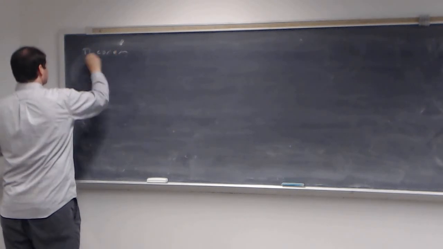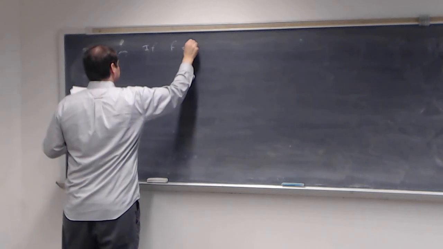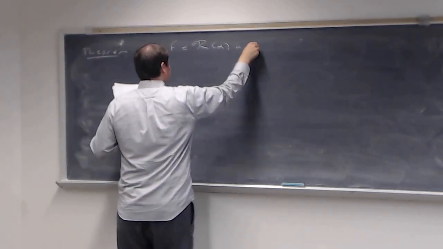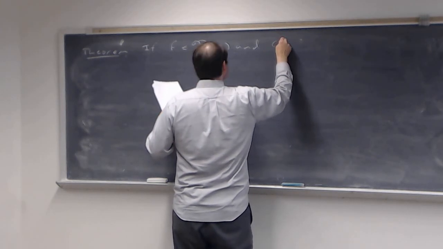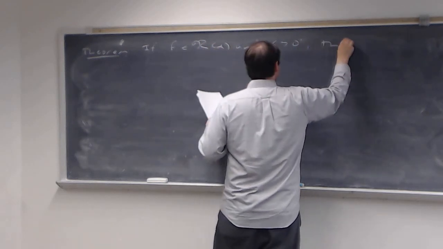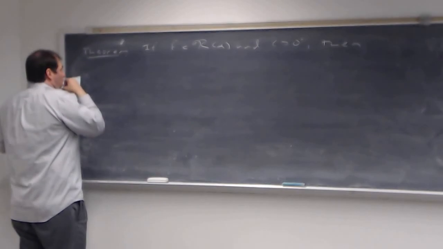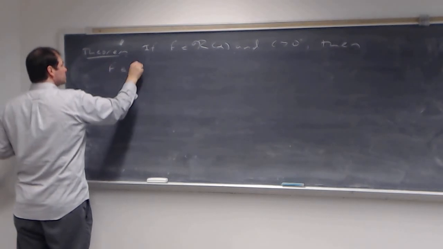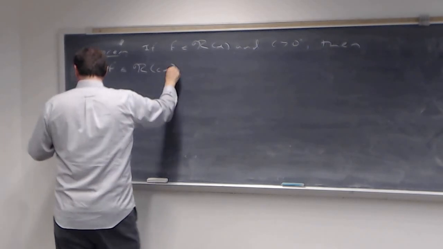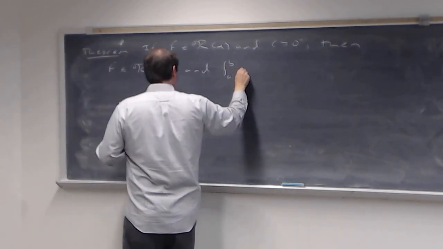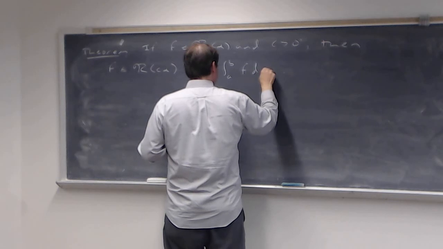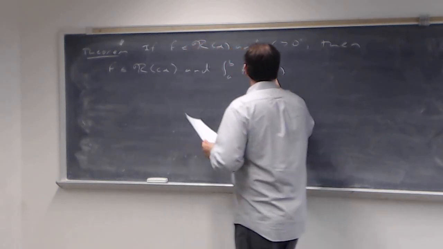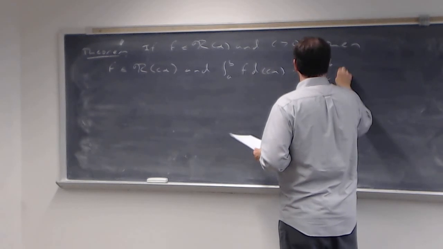Okay, here's a theorem. It says if f is Riemann-Stieltjes integrable with respect to alpha and c is greater than 0, then f is Riemann-Stieltjes integrable with respect to c times alpha, and the integral from a to b of f d(c alpha) is going to be equal to c times the integral from a to b of f d alpha.